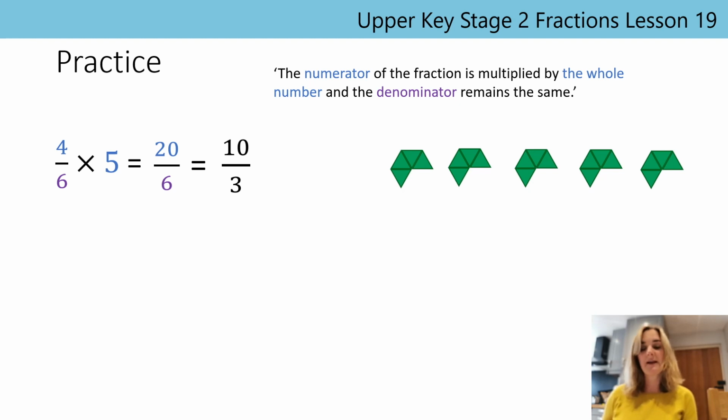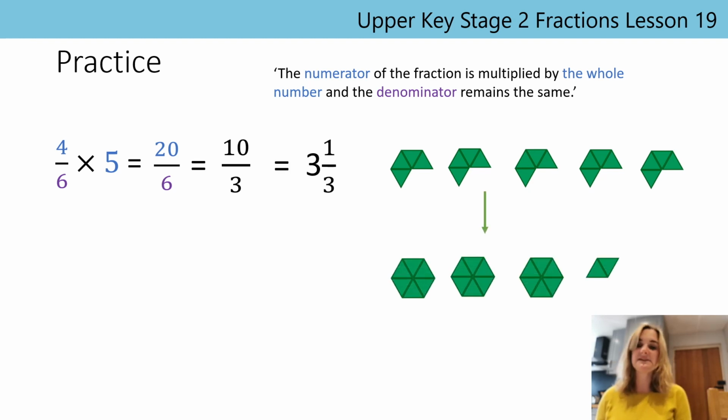But the problem now that we have is that 10/3 is an improper fraction. So we need to think about that as a mixed number. And there you can see that we have 3 and we've got 1/3. Can you see the 1/3 in that diagram? You might have to think of those triangles in different ways to be able to see it in that way.